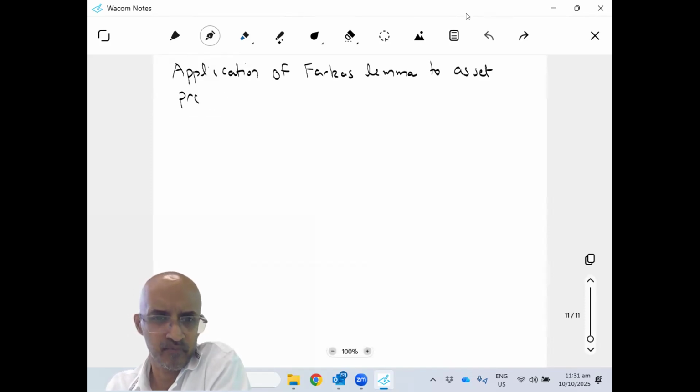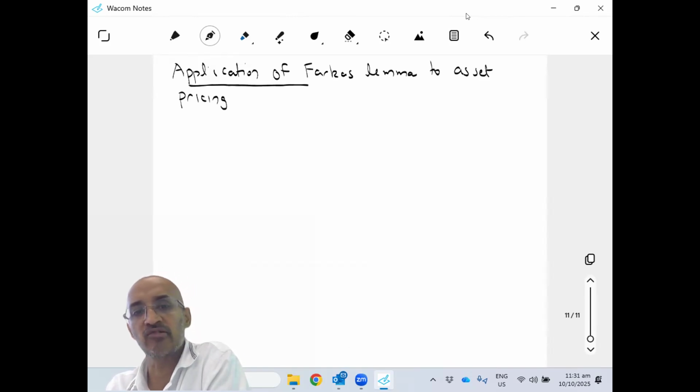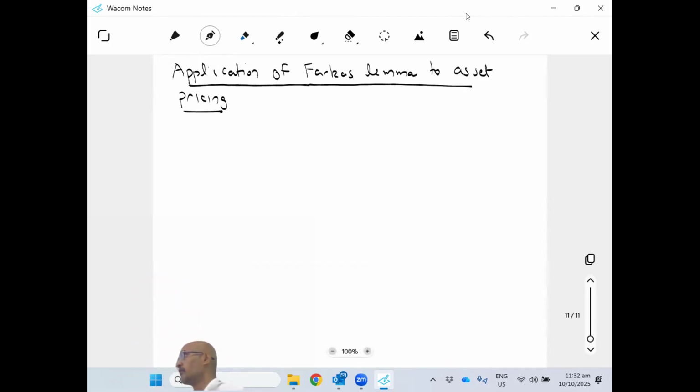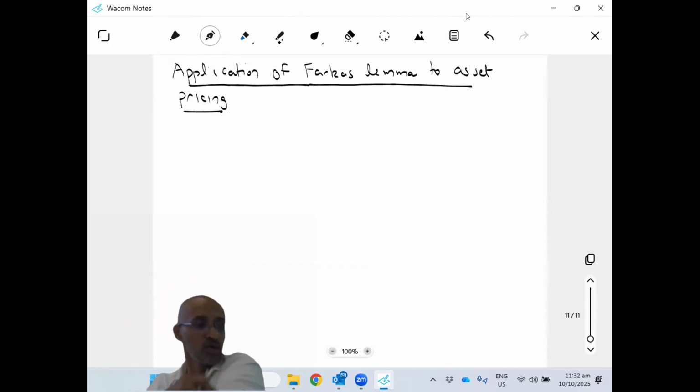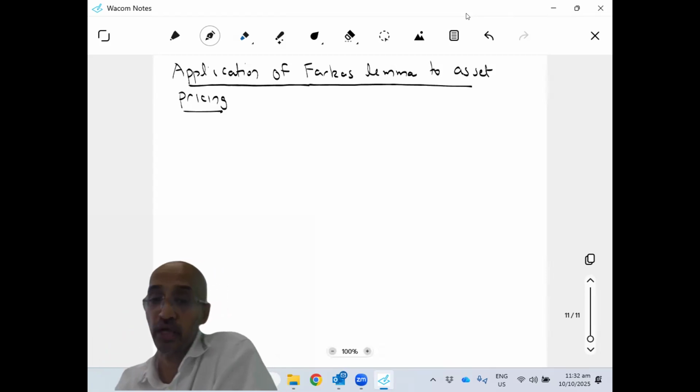If you do finance, you will spend a lot of time studying things like no arbitrage conditions, pricing of assets, and so on. It's also a form of using duality. So I'm going to just show you how you can use Farkas lemma in that. So now we are in the financial world.